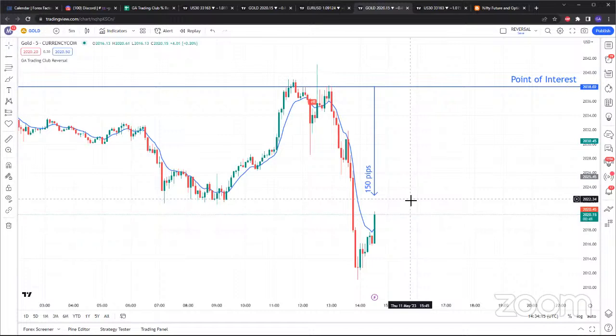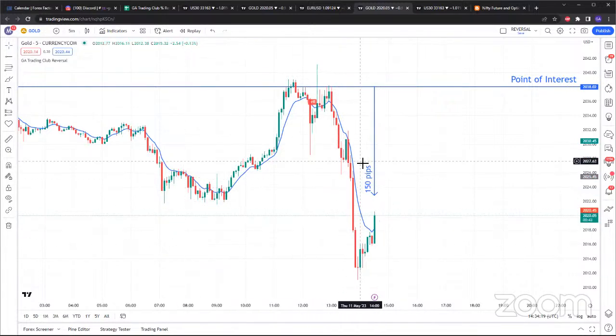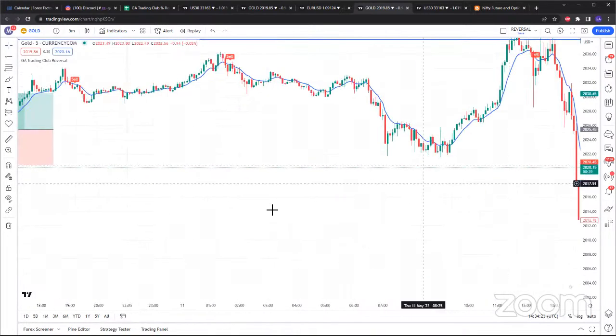If not, with the logic that I just showed you. So for me, what I did to come up with 150 pips, I just backtested for a whole day.